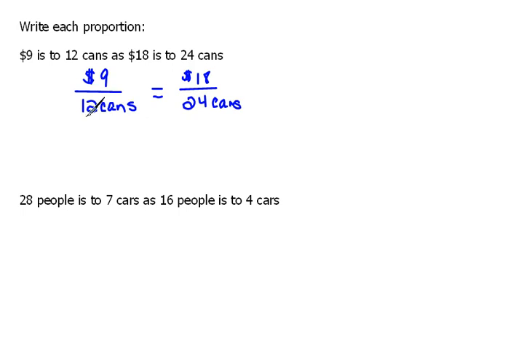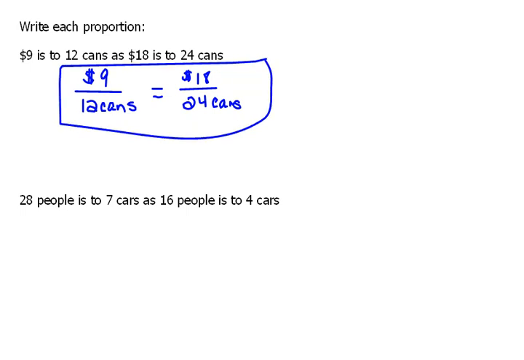If I were to multiply 12 times 2, I would get 24, and multiplying the numerator by the same amount, $9 times 2 would be 18. So these are equivalent fractions, basically.